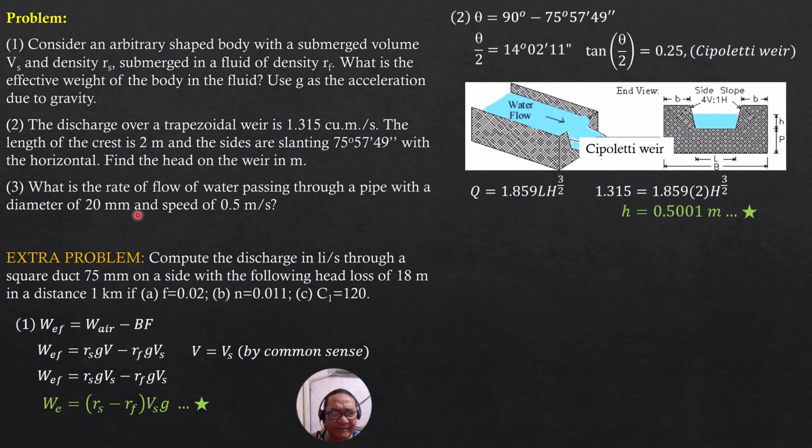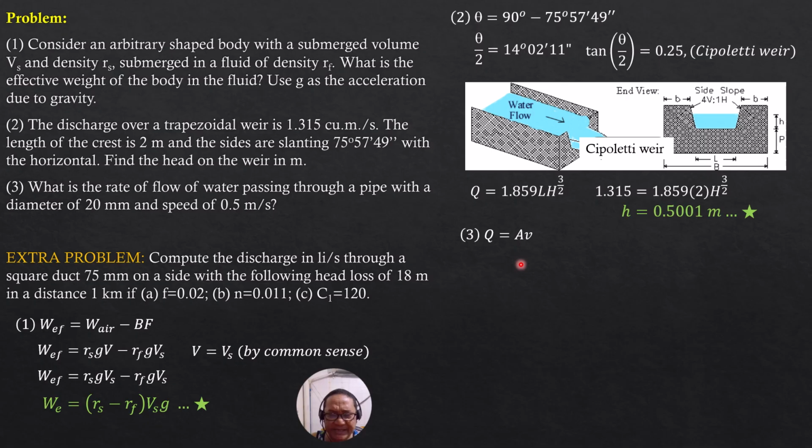Then for problem 3, what is the rate of flow of water passing through a pipe with a diameter of 20 millimeters and speed of 0.5 meter per second? So Q equals area times V.